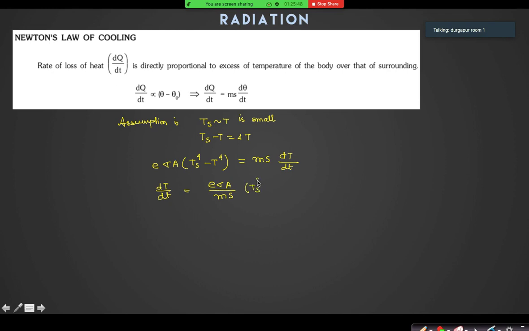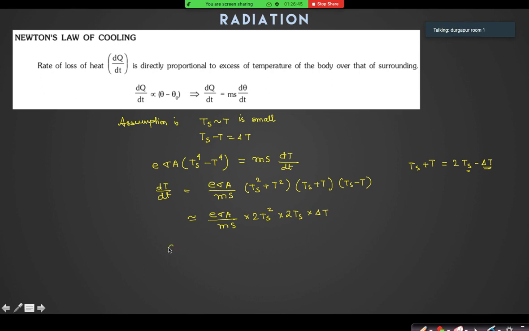I will now break it: Ts square plus T square, Ts plus T and Ts minus T. Now I will apply the approximation part. Ts square plus T square, as they are very close, I will assume both of them to be Ts. So this is 2Ts square. This is also 2Ts. And this is delta T. That approximation I can do because delta T is very much less than Ts plus T. Ts plus T is 2Ts minus delta T. Now delta T is small compared to the surrounding temperature, so I can approximate to be 2Ts only.